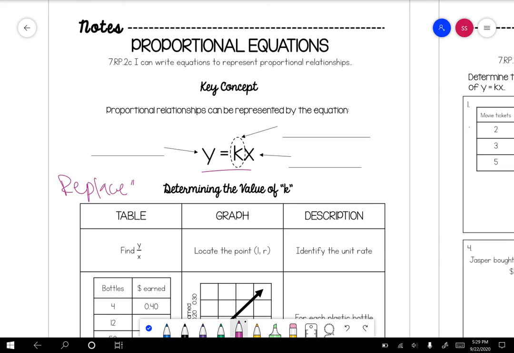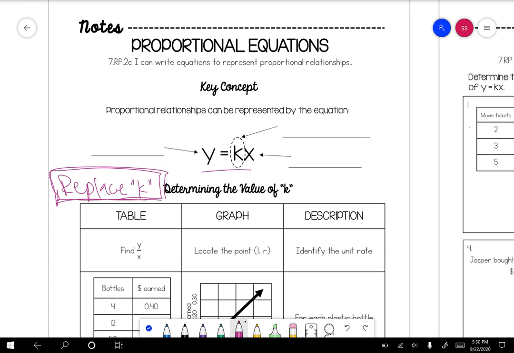Replace, oh my gosh, did I say Y? You're going to replace K. I promise I know what I'm talking about. You're going to replace K. The Y and the X you leave the same. Okay, but what are Y, K, and X?